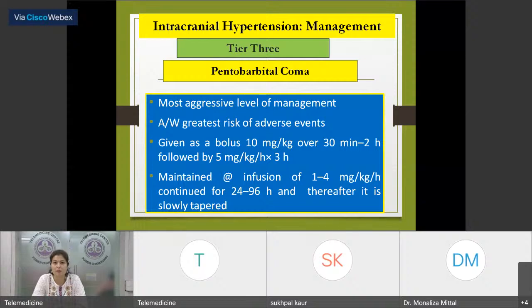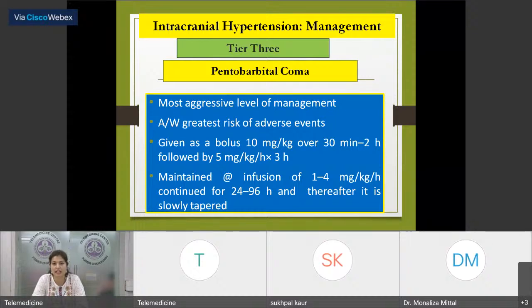As it is associated with the greatest risk of adverse effects, still if we have to give the pentobarbital coma, then it is given as a bolus in the dose of 10 mg per kg over 30 minutes for up to 2 hours, followed by a maintenance dose of up to 5 mg per kg per hour, which can be given over a period of 3 hours. It can be maintained at the rate of 1 to 4 mg.